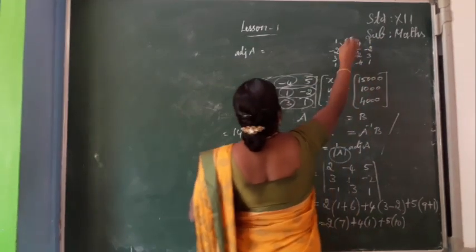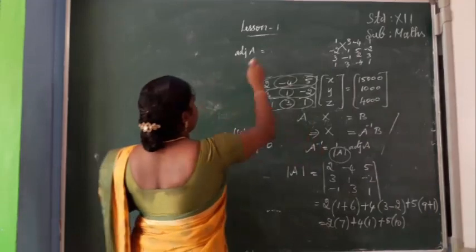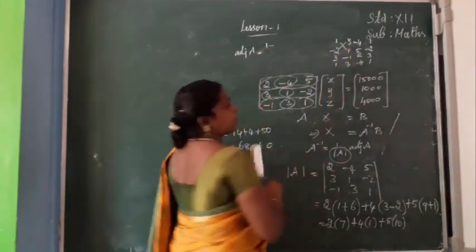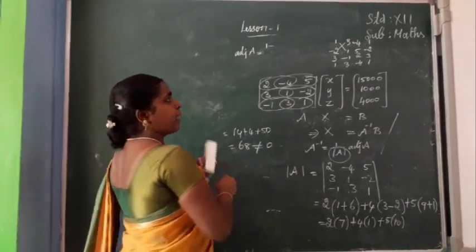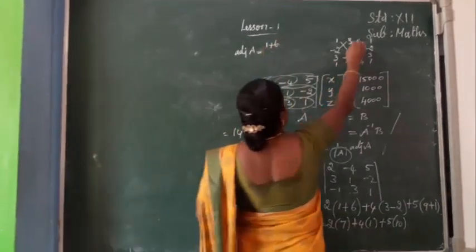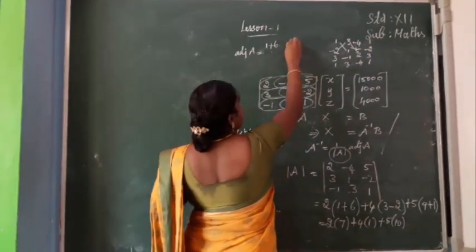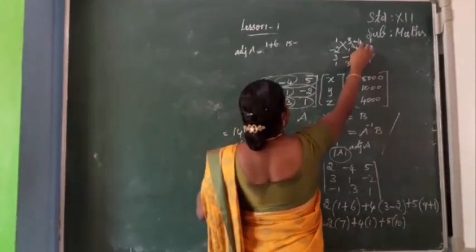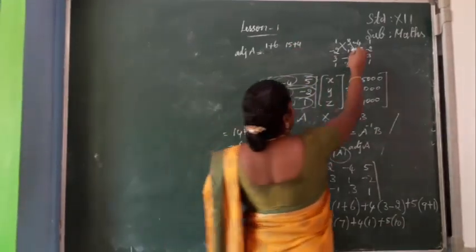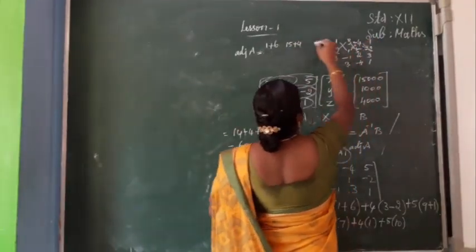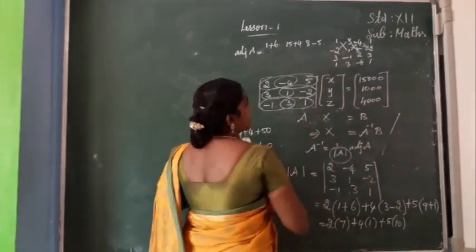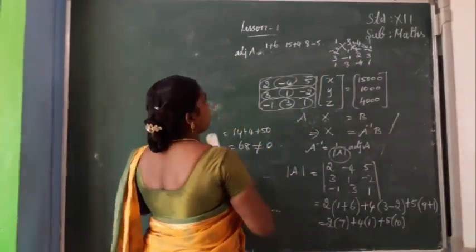Now you multiply. 1 1 is 1, minus 2 into 3 is minus 6, so plus 6. Next 3 5s are 15. Next 1 into 4 is 4, with the sign, so plus 4. Next 4 2s are 8, minus 5 1 is 5. Okay, first row completed. Next you move to the second row.